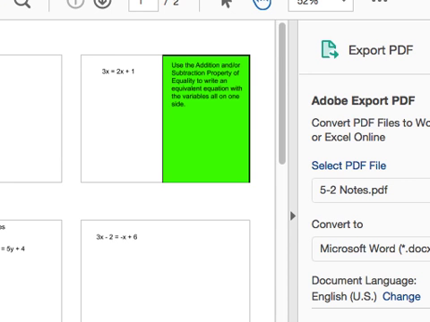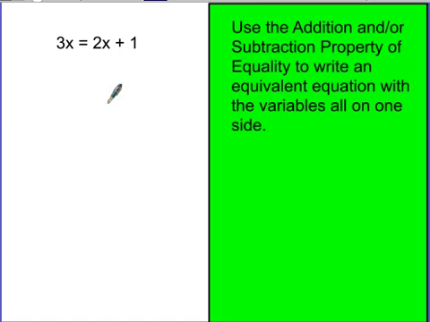So with an equation like this, 3x equals 2x plus 1, I don't want the 2x and the plus 1 with each other on the same side. I want to get rid of this 2x. And so I do that by subtracting 2x from both sides. So 3x minus 2x is 1x. And 2x minus 2x is 0, so all that's left on this side is 1.